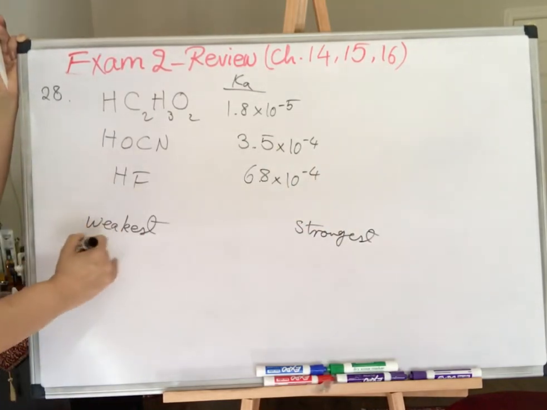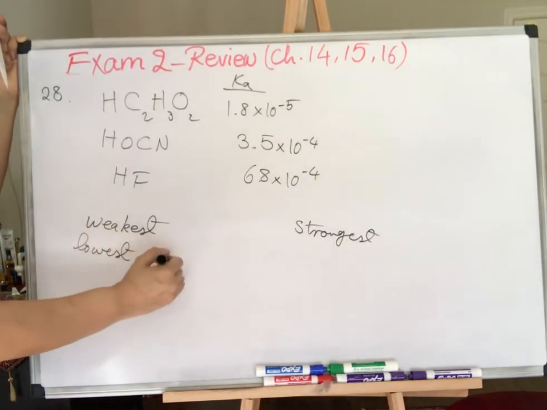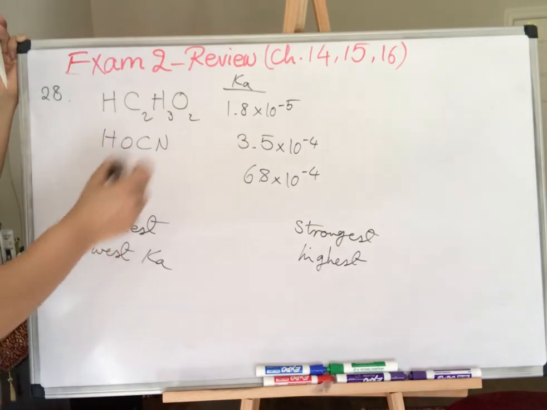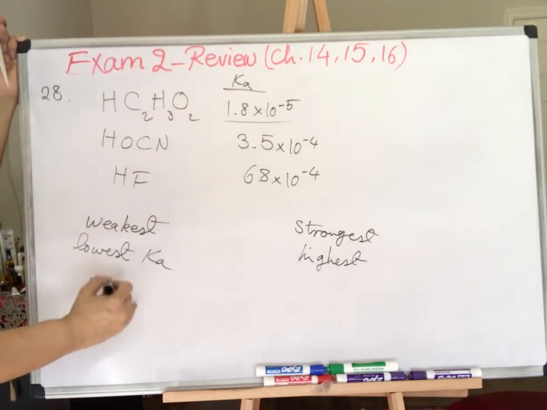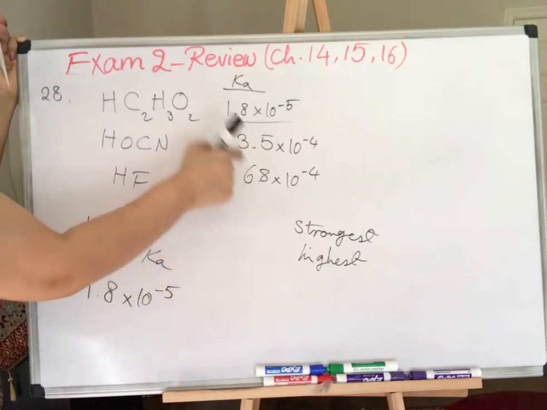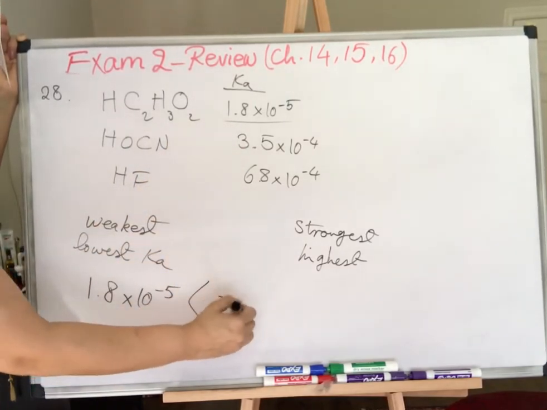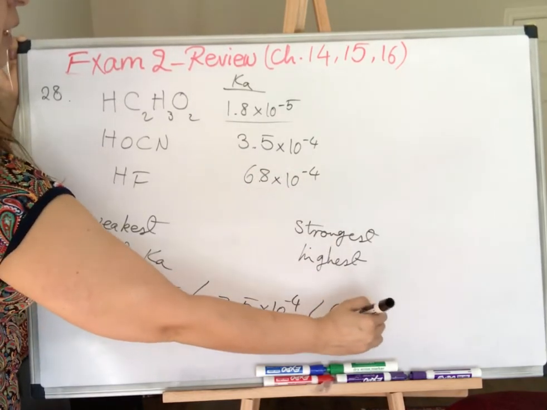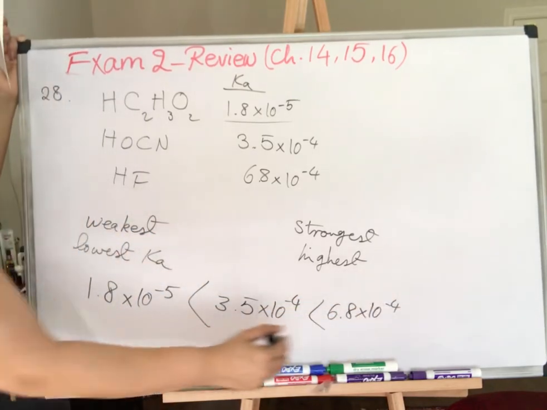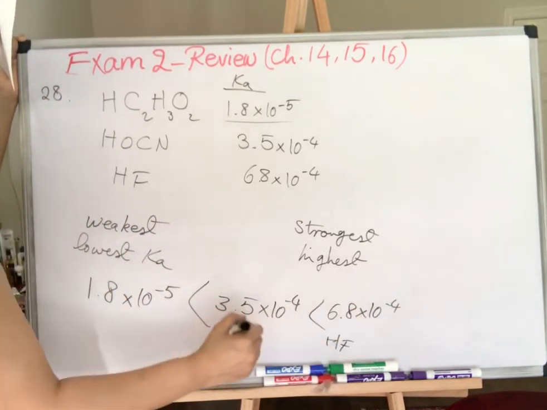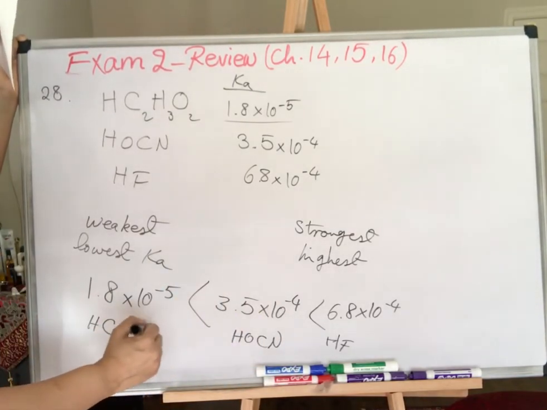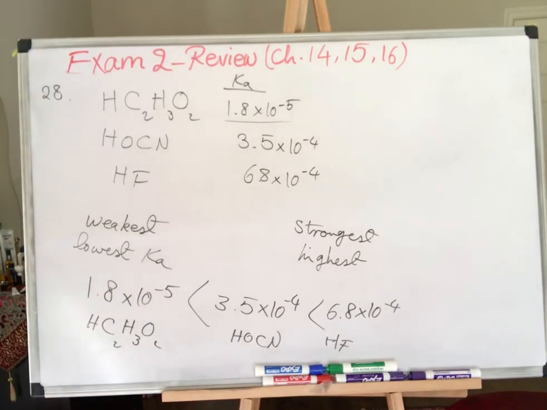Okay, the weakest will have the lowest Ka and the strongest will have the highest Ka. So which one has the lowest Ka? 1.8 times 10 to negative 5. Between these two, which one is lowest? 3.5 times 10 to negative 4, and then 6.8 times 10 to negative 4. So HF, HOCN, and HC2H3O2, acetic acid, is the lowest. So it seems like A is the correct answer.